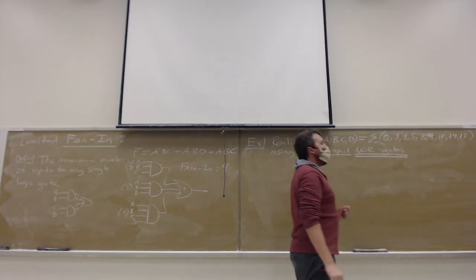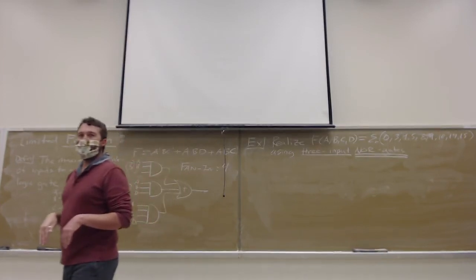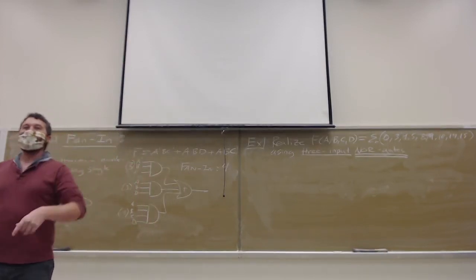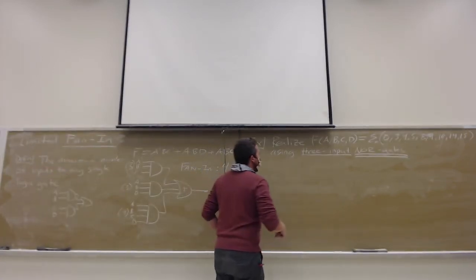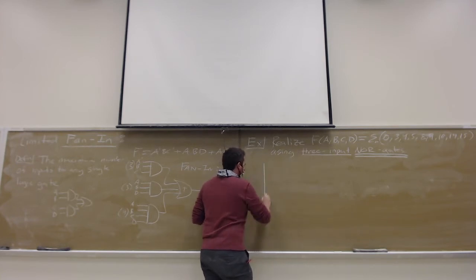Does the fact that we know we're going to make it out of NOR gates affect what we're going to do right off the bat? Yeah, how's that going to change things? The product of sums. Exactly. That means we're going to start by building this as a product of sums circuit. So let's do it. First thing we're going to need is a four input K-map.